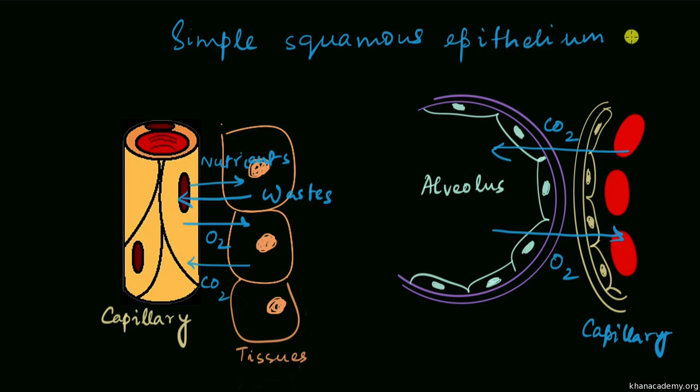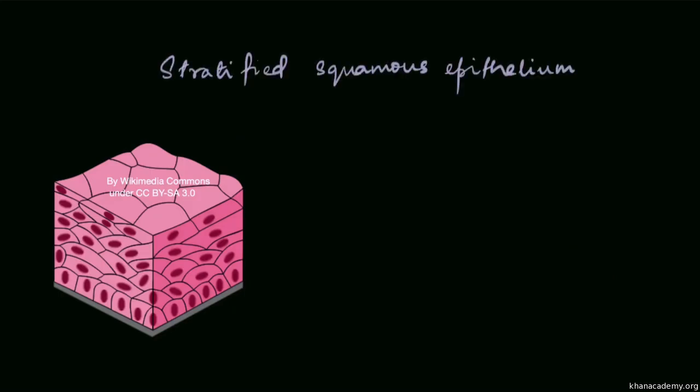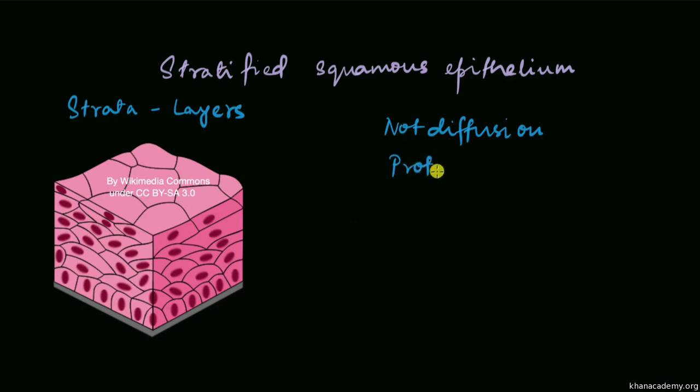There is another type of squamous epithelium which, as you can see, has many layers. This type of epithelium is called stratified squamous epithelium. Why stratified? Because the word strata means layers. So you must have guessed that diffusion of substances through this whole thing, all these layers, is quite difficult. And that is indeed the case. Stratified squamous epithelium is not meant for diffusion. Then what is it meant for? It is meant for protection. Which makes sense, right? Because it has so many layers, so it is kind of thick.